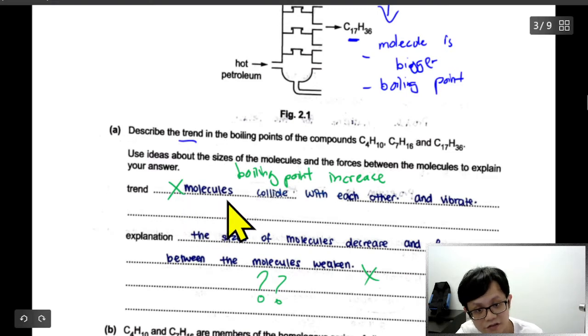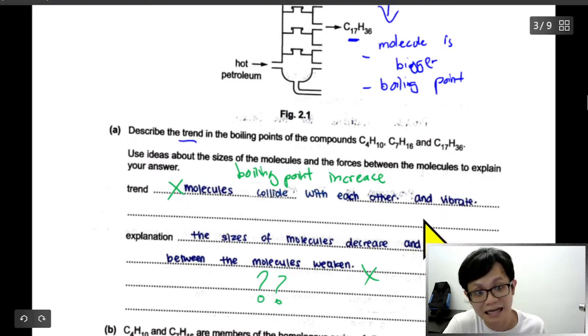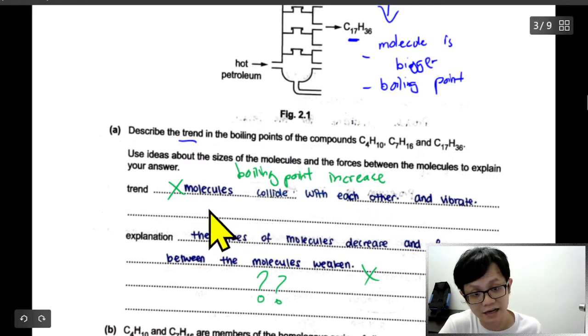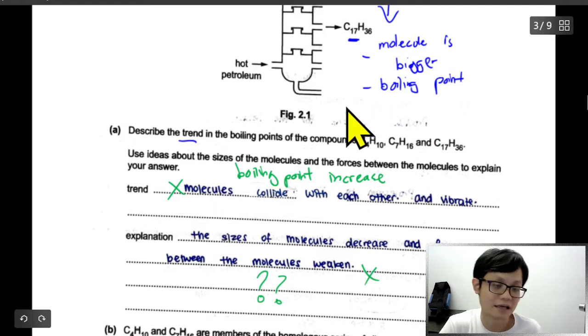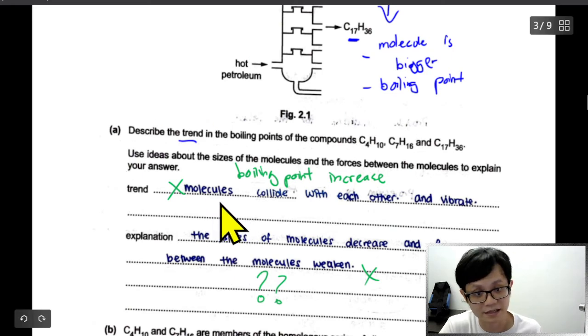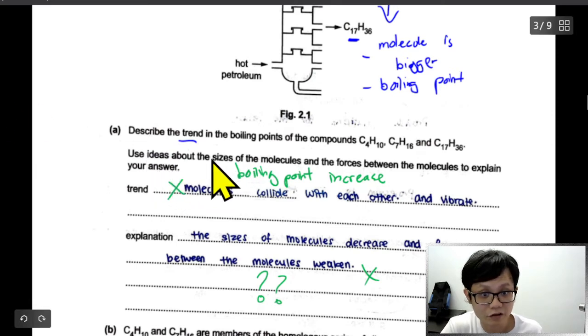The student says molecules collide with each other and vibrate. The question didn't ask how. It didn't ask how the thing becomes hot. If the question asks why it becomes hot, then we can say that it is because the molecules vibrate with each other. But the question asks, use your ideas about size and molecules, explain your answer in terms of the trend.